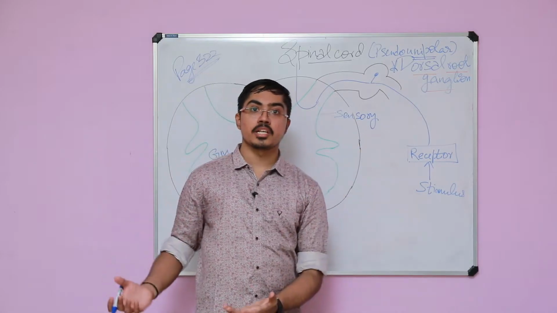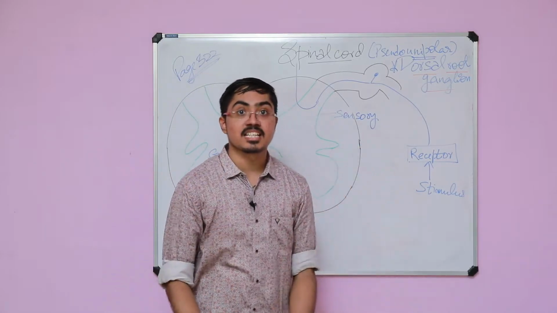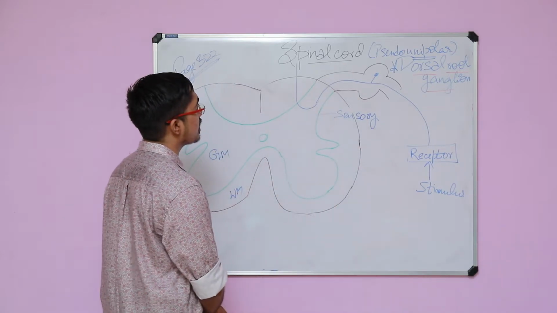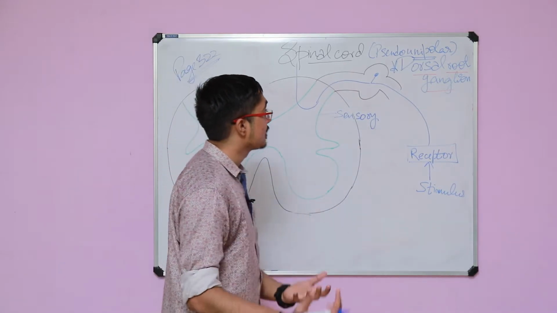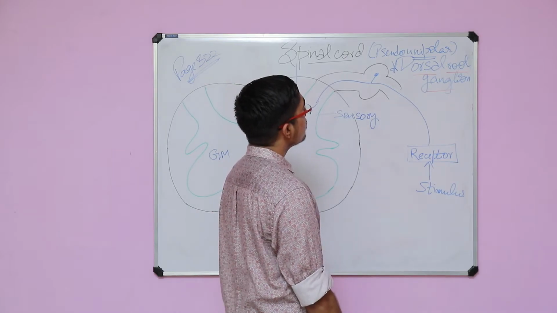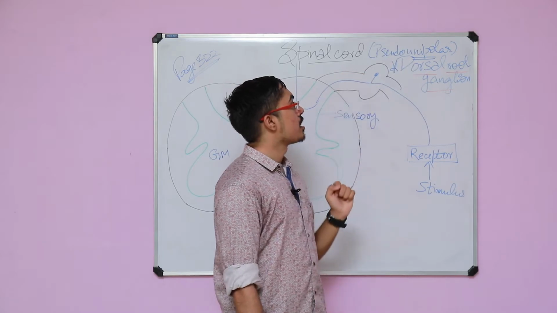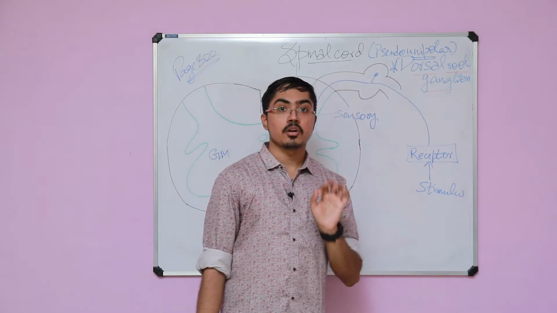And then there are multipolar neurons, all the other neurons present inside the cerebral cortex and in other parts of the body. They have multiple poles, multiple dendrites, and multiple axons. But there is a separate, special type of neuron called the pseudo unipolar neuron, which is present in the dorsal root ganglion.